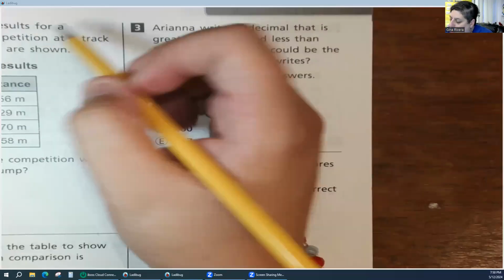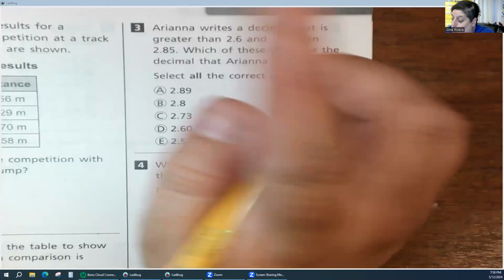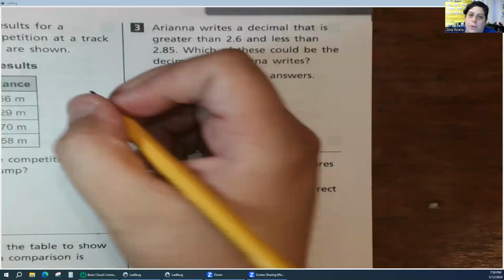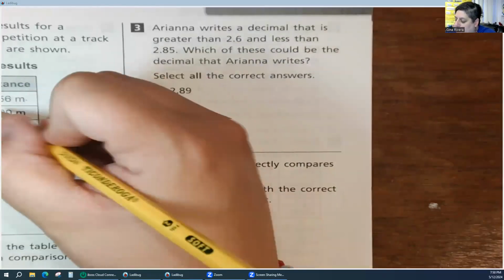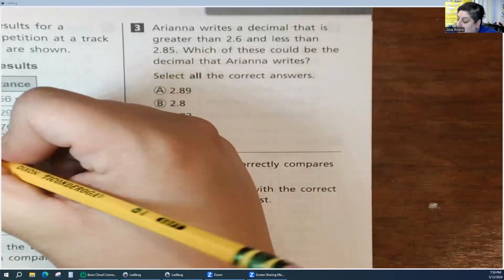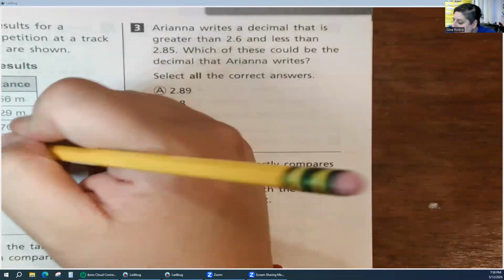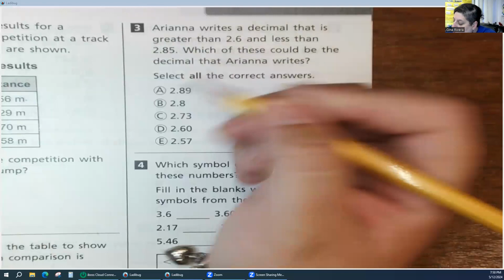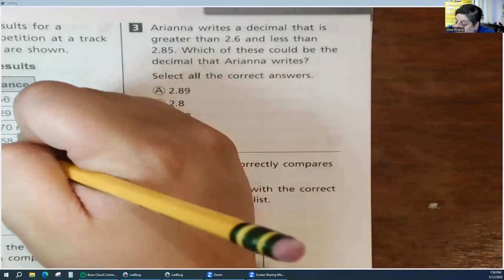The top 4 results for a long jump competition at a track and field meet are shown. Oh my goodness. Okay, Ashton got 4.56 meters. Josie got 4.29 meters. Myrna got 4.70 meters. And Shania got 4.58 meters. Who won the competition with the longest jump? In other words, which one of these numbers is the largest?